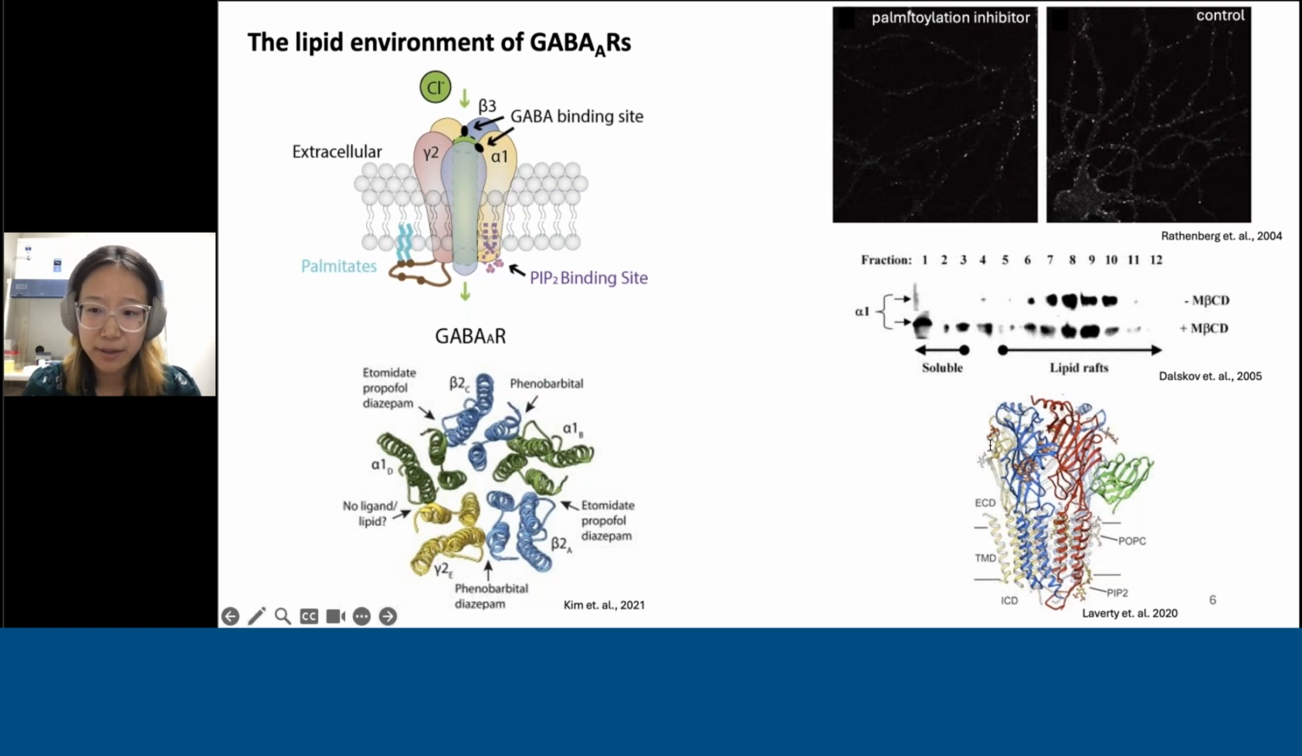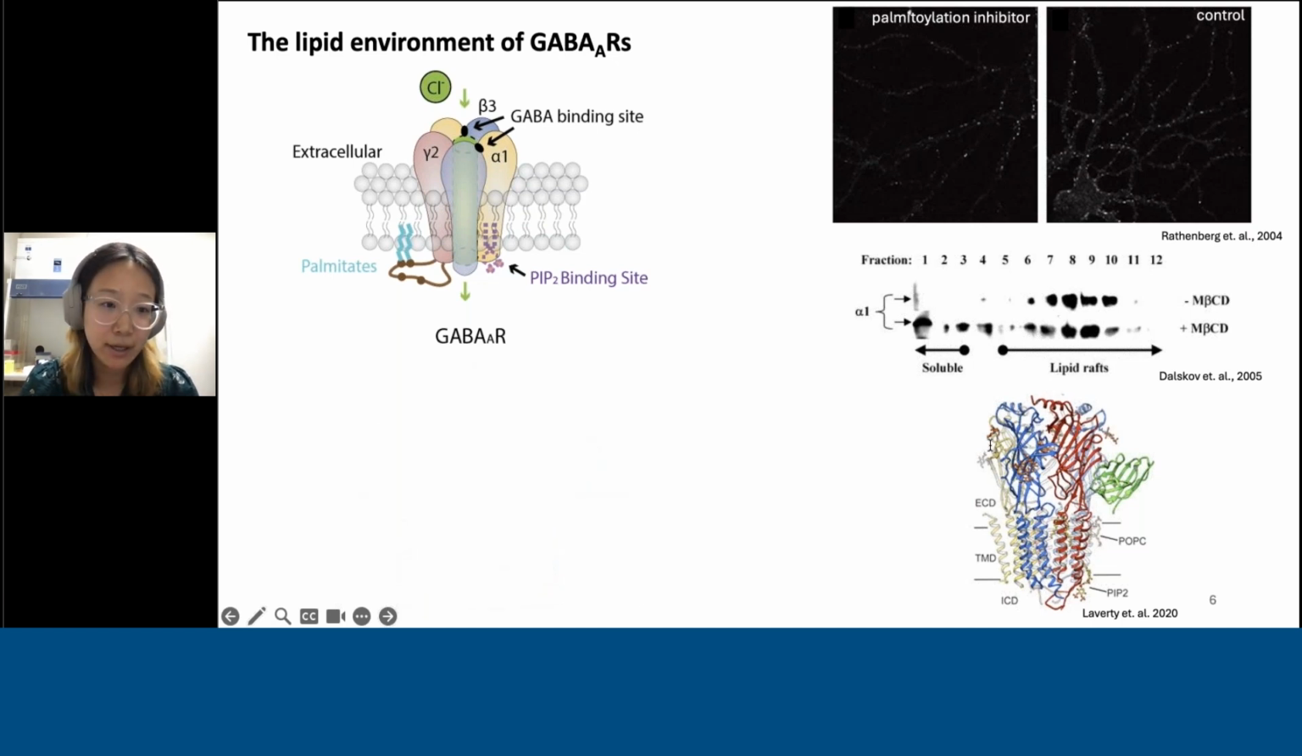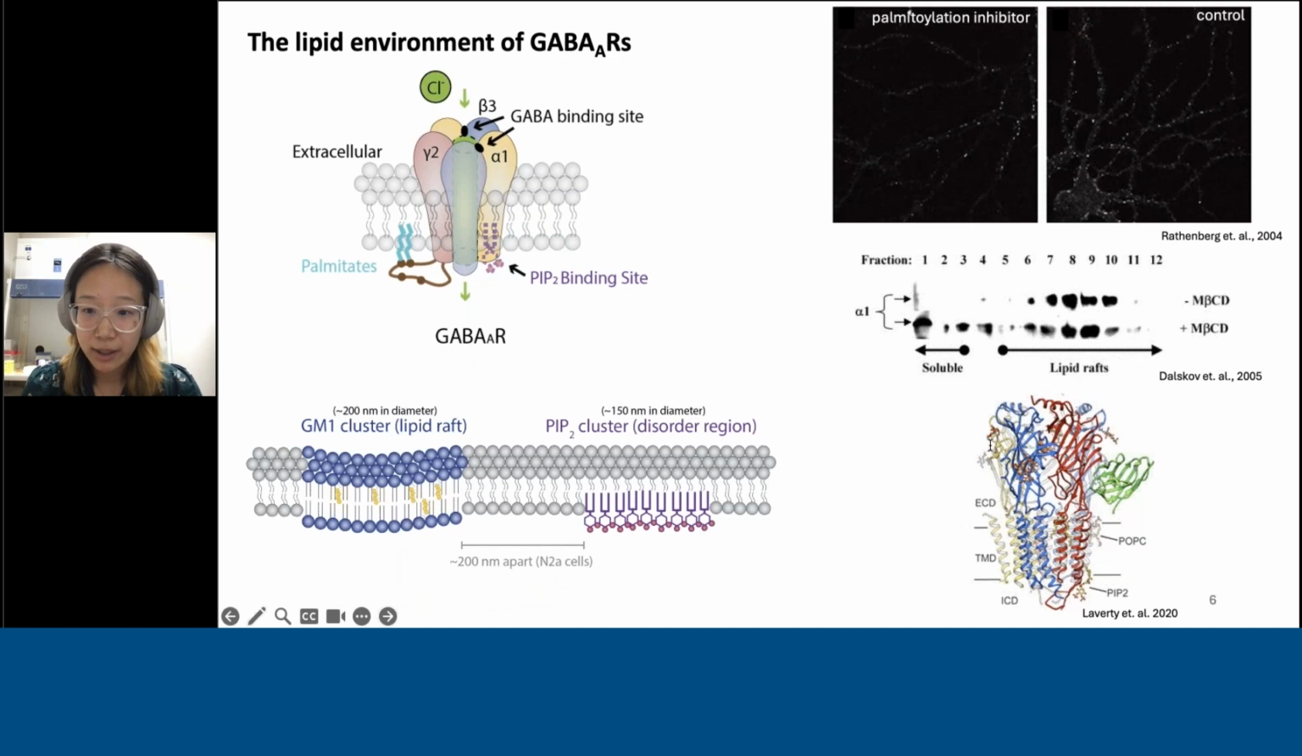So taken together, all of this suggests that GABA-A receptor has an affinity for both cholesterol-rich lipid rafts and the PIP2 domains. And furthermore, the integrity of the lipid rafts appears to influence the receptor's localization within the membrane, serving as a structural basis for its potential translocation during functional processes.